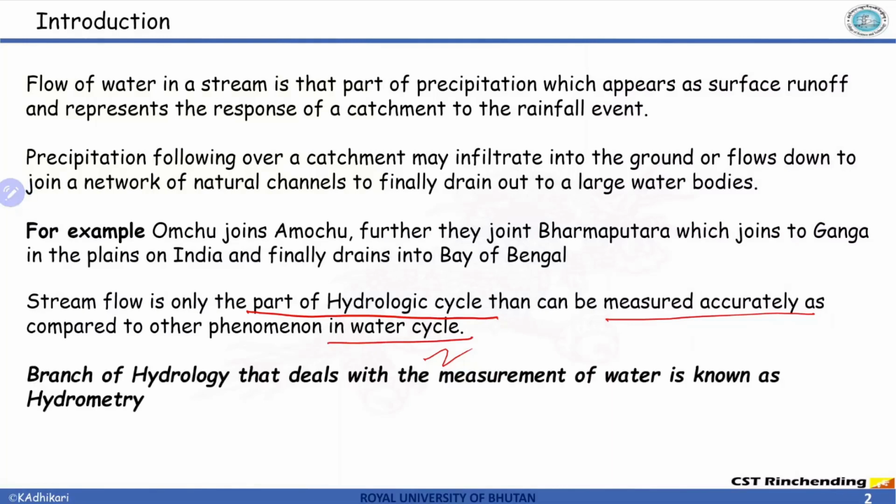The branch of hydrology that deals with measurement of water is known as hydrometry. Okay, so hydrometry is a branch of hydrology which deals primarily with quantifying water. It discusses all the techniques, methodologies, and various ways to quantify water or measure flowing water.